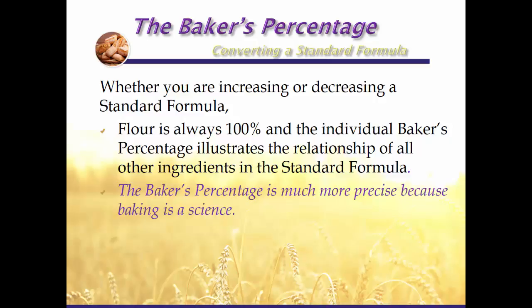The reason why we use baker's formula with 100% flour is because of the gluten content. We know the ratios that the gluten is able to hold, the weights that the gluten is able to hold. And so that's why we can use a really precise formula for the different types of bread formulas, and cakes and muffins as well.